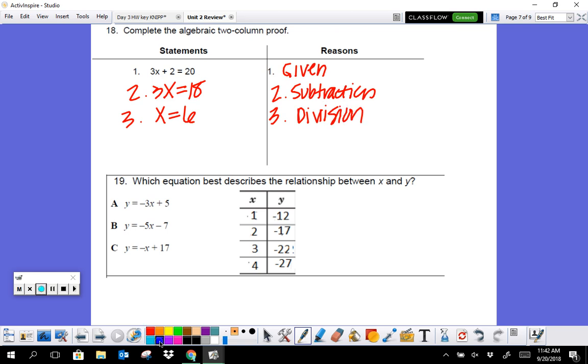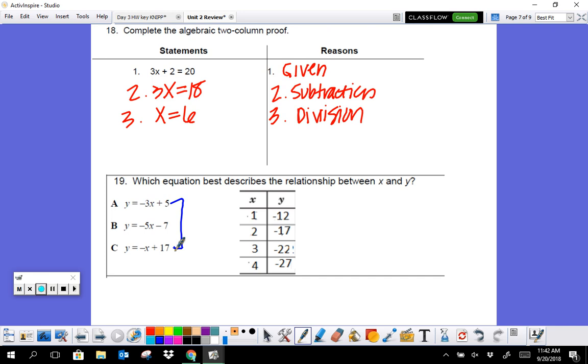Number 19, which equation best describes the relationship between x and y? A couple different ways you could do this. These are all in y equals. So if you wanted to type those in your y equals and check the table, you could do that. Or you can just see what the pattern is from your answer choices. So if I look at answer A, if I were to do negative 3 times 1, that would be negative 3, plus 5 would be 2. Okay, so that's not it.